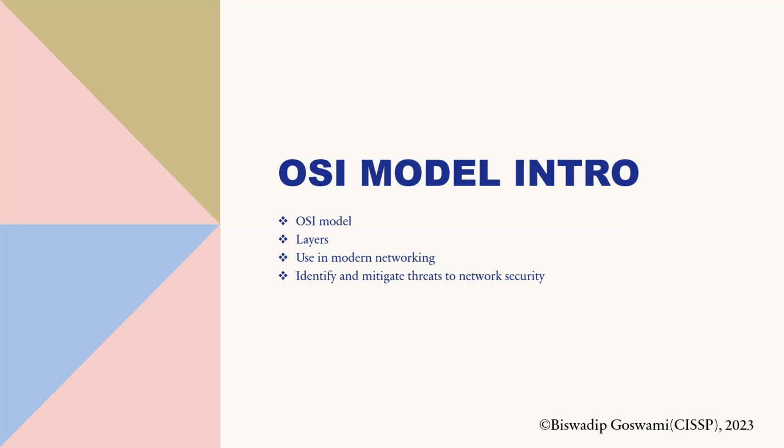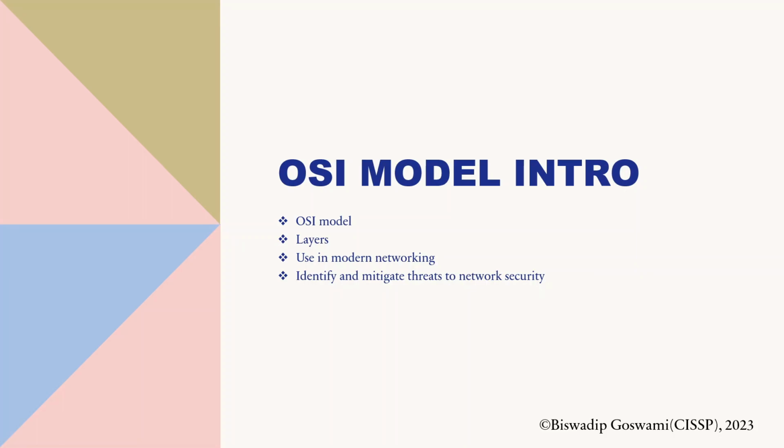By understanding the model, cybersecurity professionals can better identify and mitigate threats to network security. Each layer of the OSI model has its own vulnerabilities and potential attack vectors, which can be exploited by attackers to gain unauthorized access to a network, intercept sensitive data, or cause damage to the network infrastructure. For example, attack on a physical layer can involve physical theft or damage to network equipment, while attack on the data link layer can involve MAC address spoofing, VLAN hopping, or denial of service attacks.